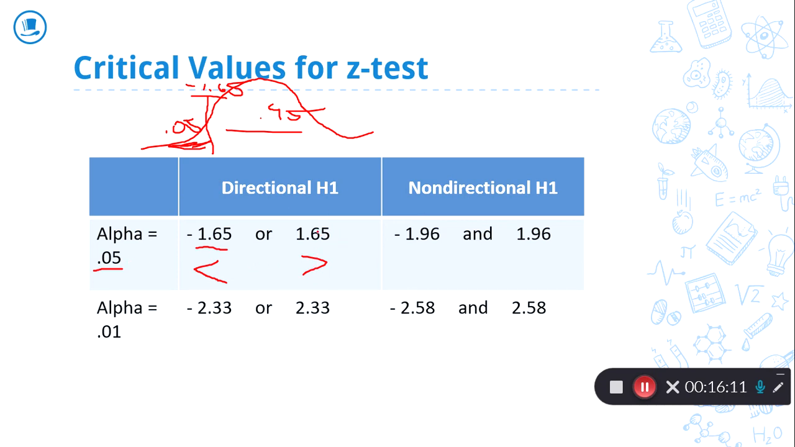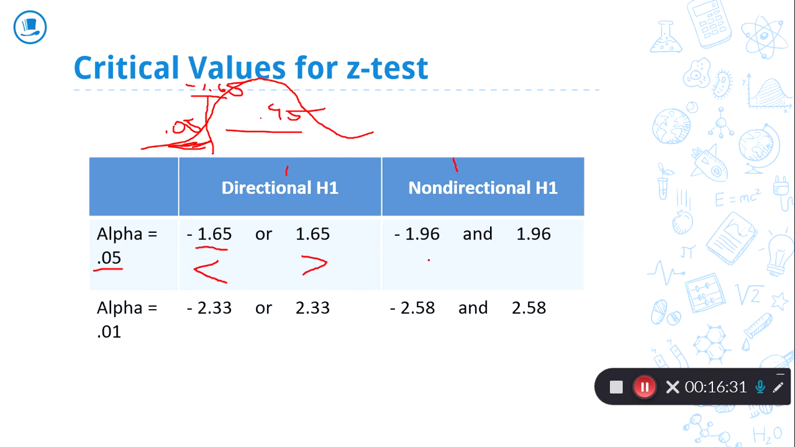Notice, we're never going to use both of these. We're never going to use more than one cell in this table because we're only ever going to have a directional hypothesis or a non-directional hypothesis. We're only ever going to have 0.05 or 0.01. We're never going to have both.